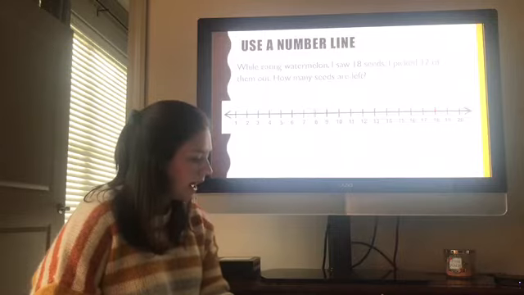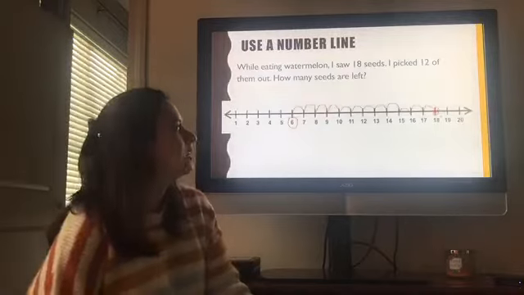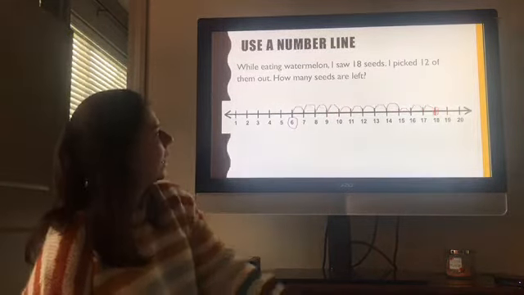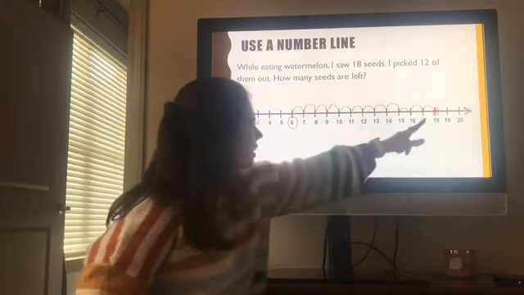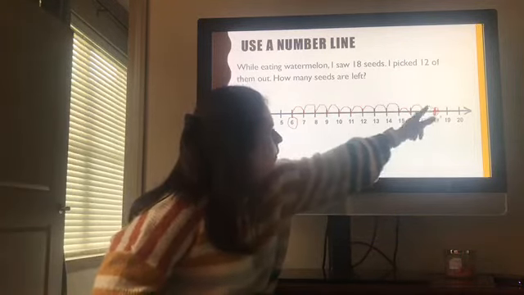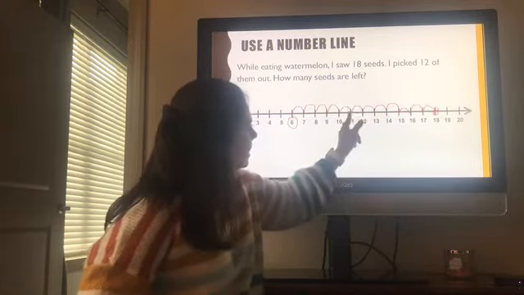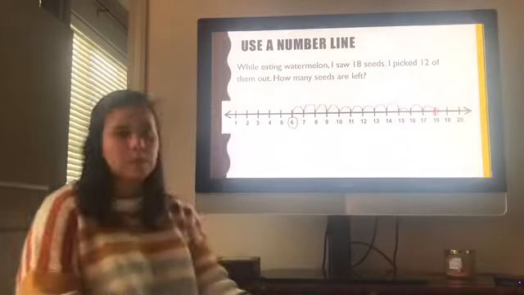Okay? I ended up at 6. So I could even go back and make sure that I counted the right number when I was subtracting. I could go back and make sure that I did 12 spaces. So let's check. We make sure that we started at 18 and we went 1, 2, 3, 4, 5, 6, 7, 8, 9, 10, 11, 12. Yep, we did it right.